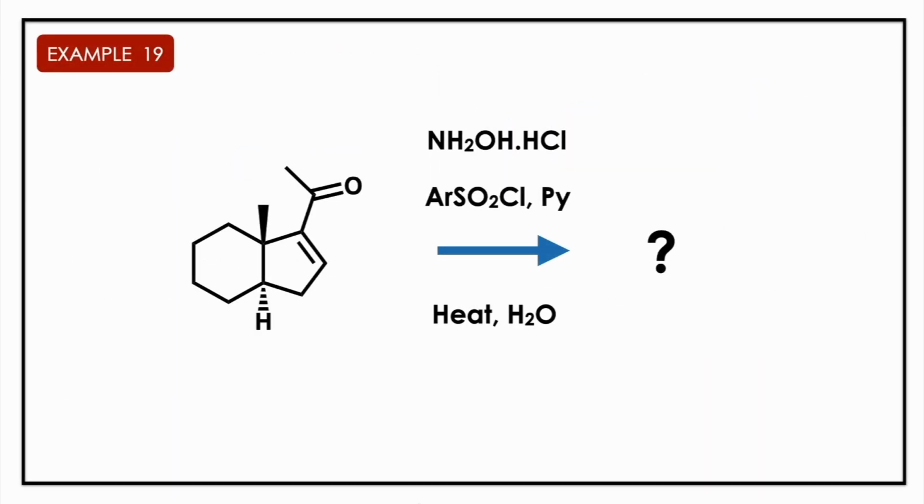Then the next example: here you have a fused system, a 6-member ring and a 5-member ring with an alkene. In the side chain you have a ketone. Methyl and hydrogen are trans to each other. You are using hydroxylamine hydrochloride and an aromatic chloride with a sulfur leaving group, with pyridine. You are heating it up with water. You should find what will be the final product.